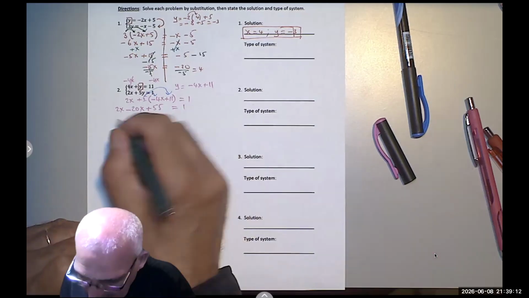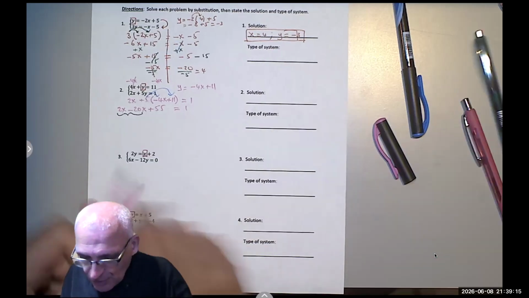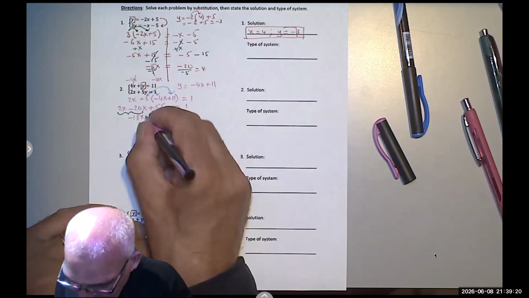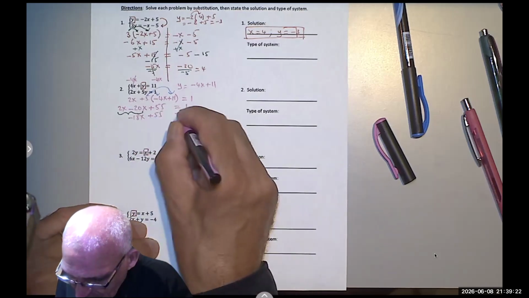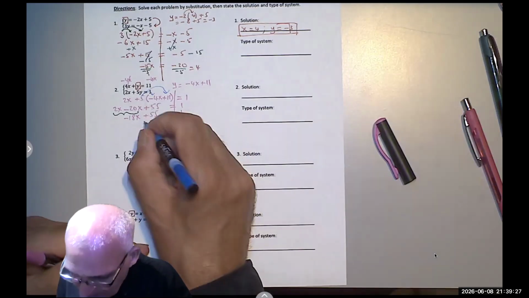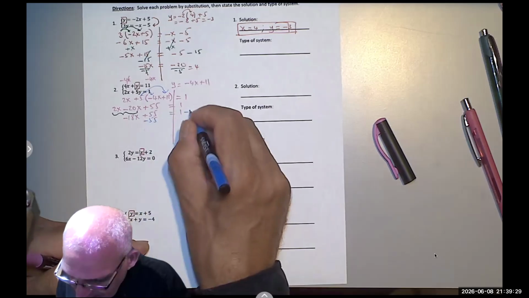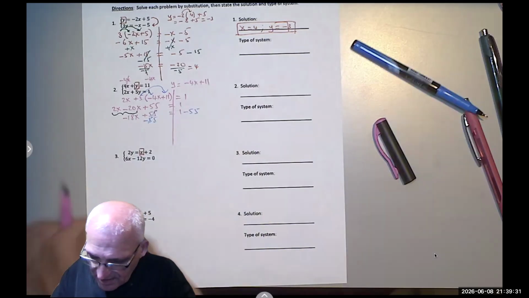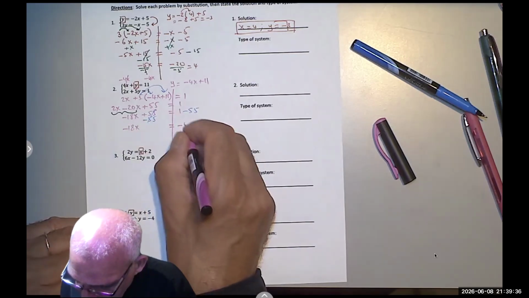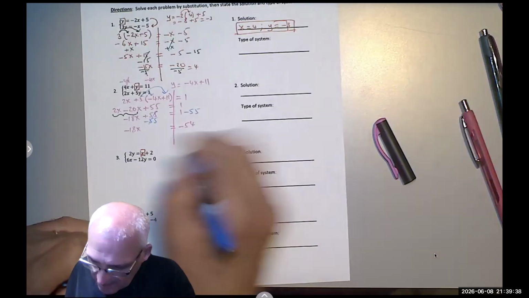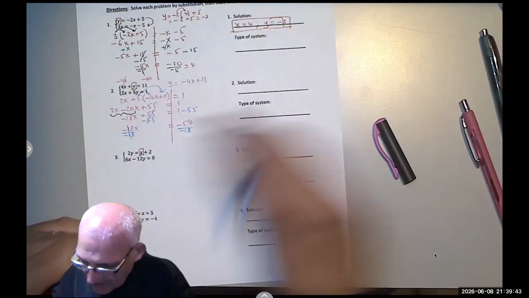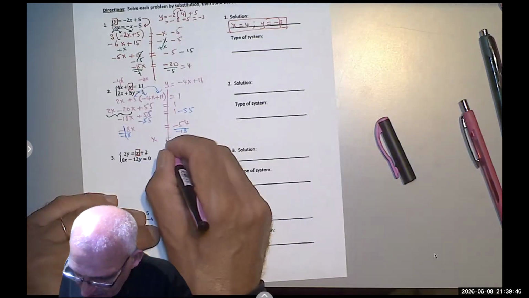Now I combine like terms. 2x minus 20x is -18x plus 55 equals 1. I subtract 55 from both sides. So I get -18x equals -54. I'm going to divide by -18 both sides. So I get x equals 3.